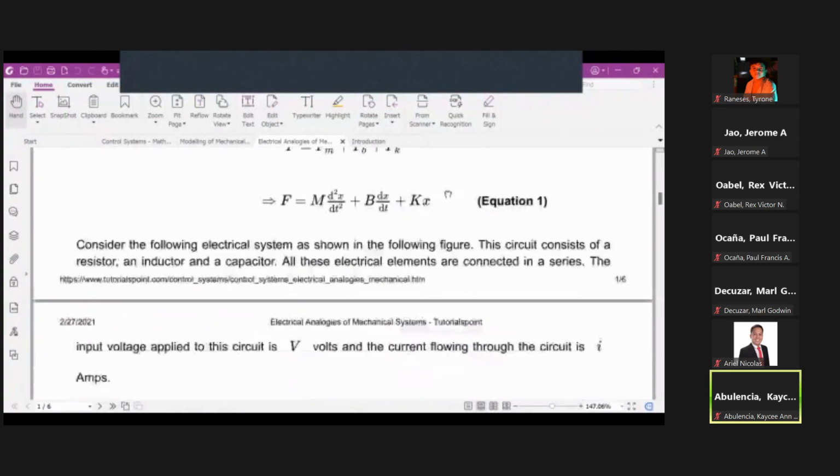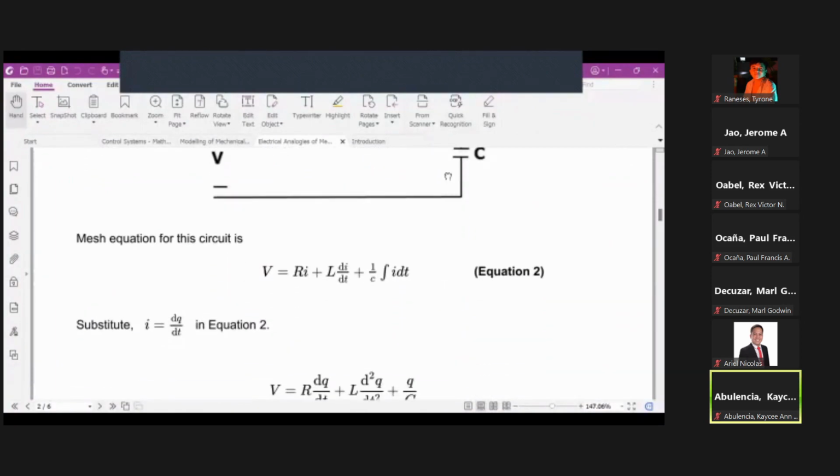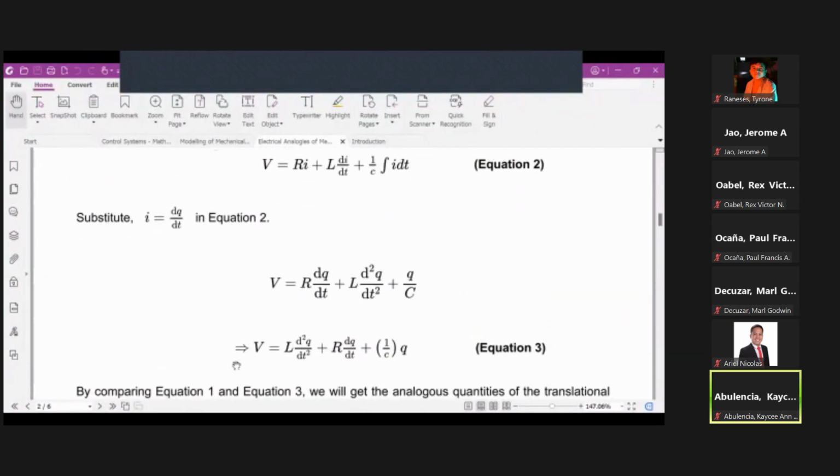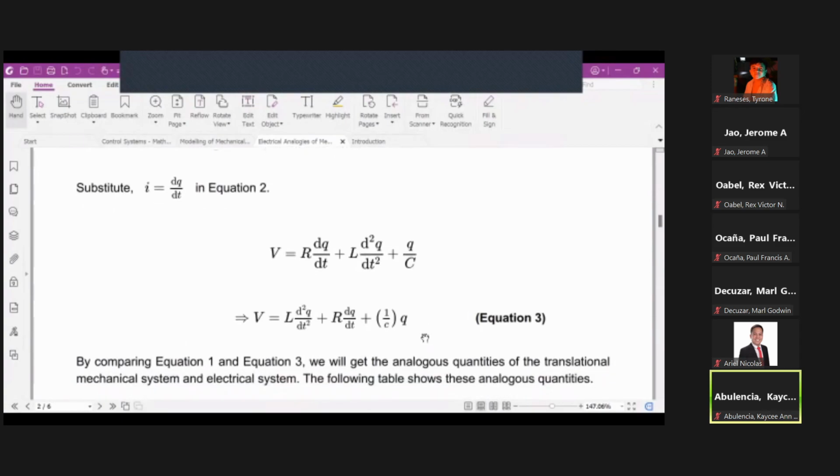And then equation 3, in terms of voltage, this one. V is equals to L d squared q over dt squared. Kung mapapansin mo, parehas yung kanyang differential equation. Bakit? Meron kang second order dito, meron kang first order dito, and then wala ka dito ng differentiation. And then sa labas mo, yung kanina equivalent sa force, dito equivalent sa voltage.